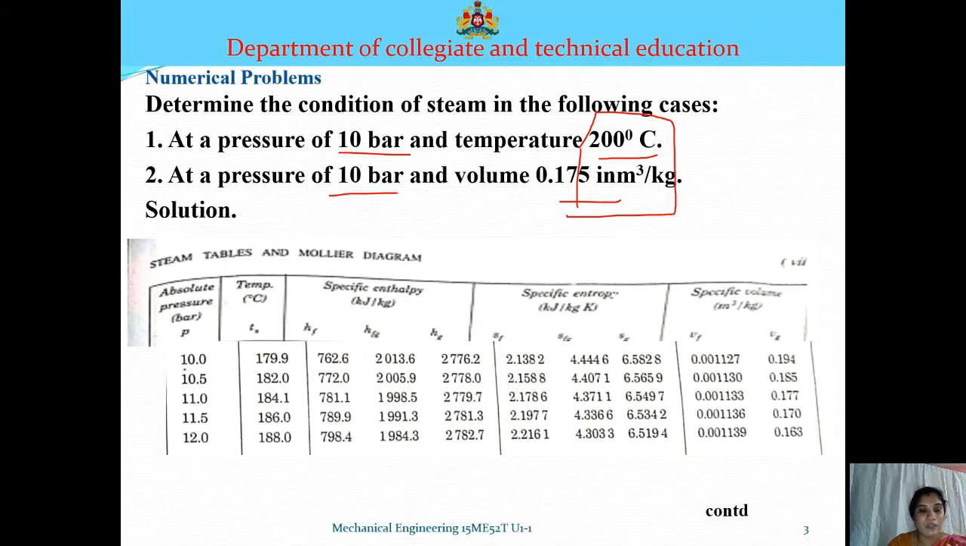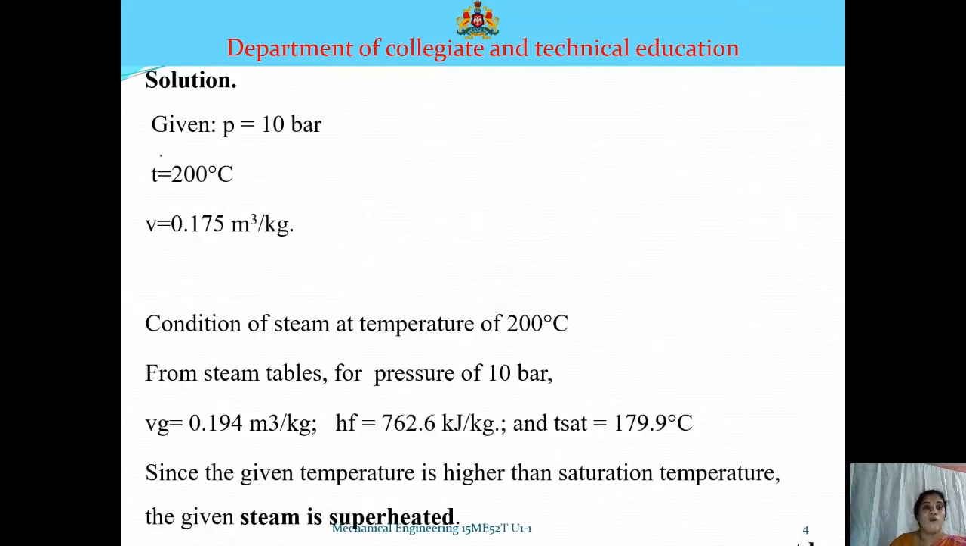So what have they given? They have given 10 bar. For 10 bar pressure, you note down the saturation temperature. Saturation temperature is how much? 179.9 degrees Celsius. Let us make a note of the specific enthalpy. How will you write? First you need to write the given data. They have given pressure as 10 bar, temperature as 200 degrees Celsius and specific volume as 0.175. So this was the condition they have given.